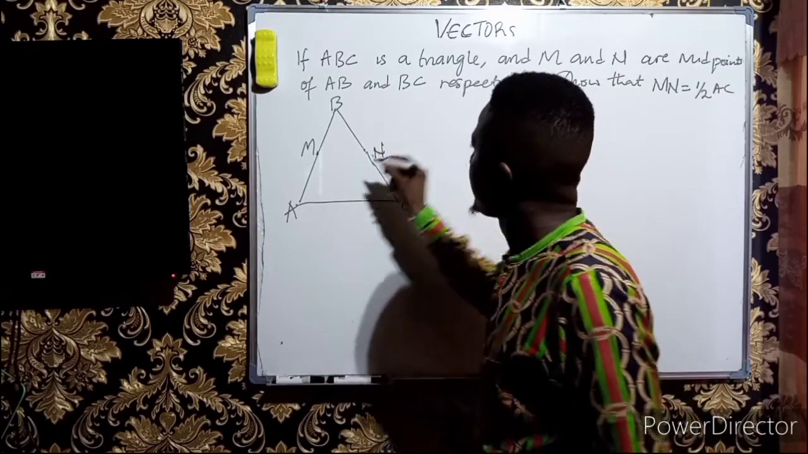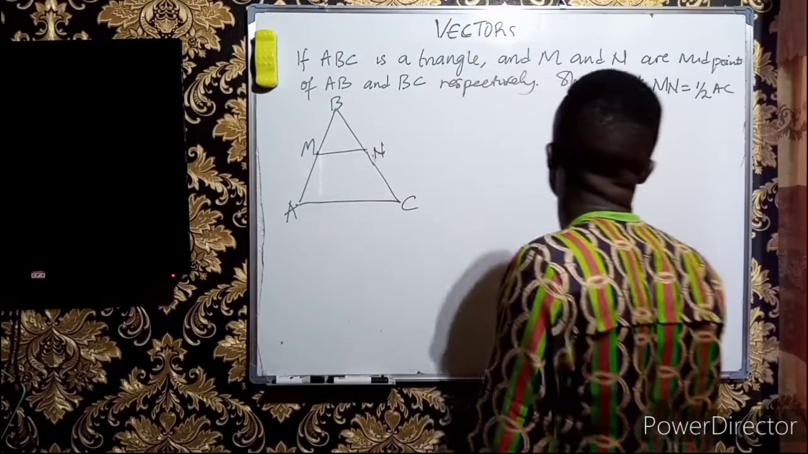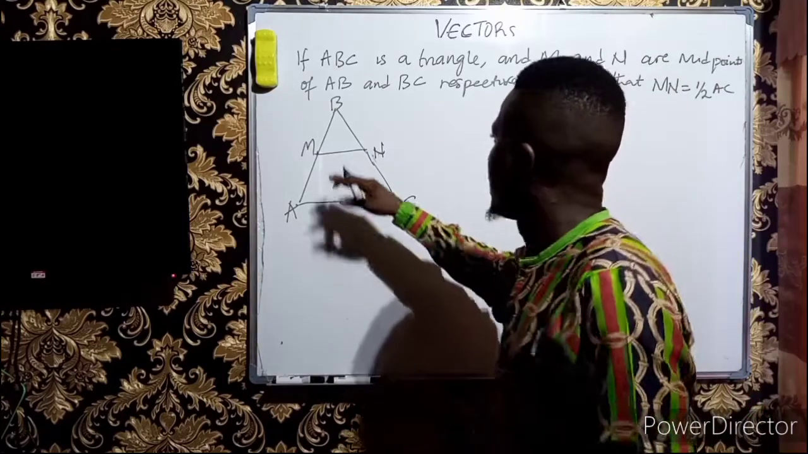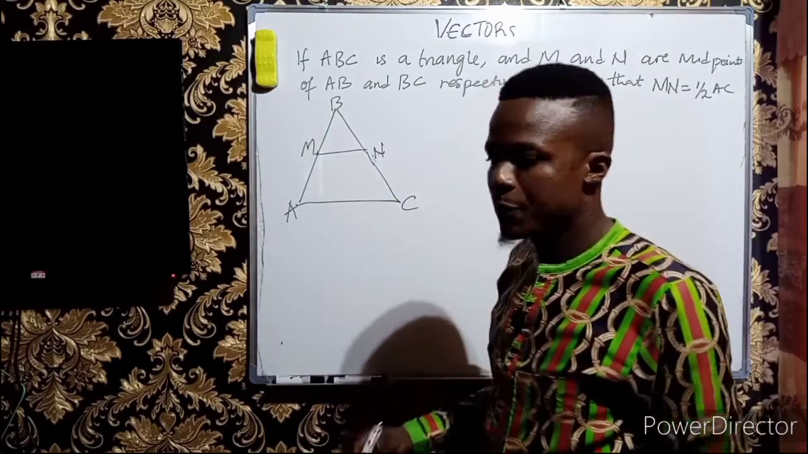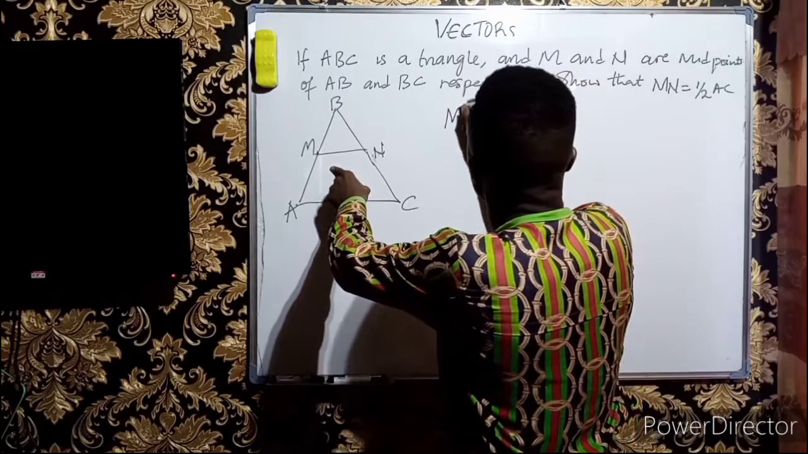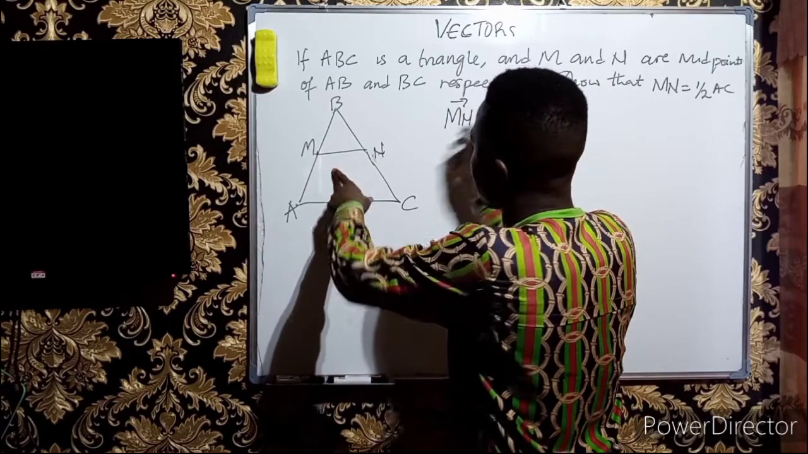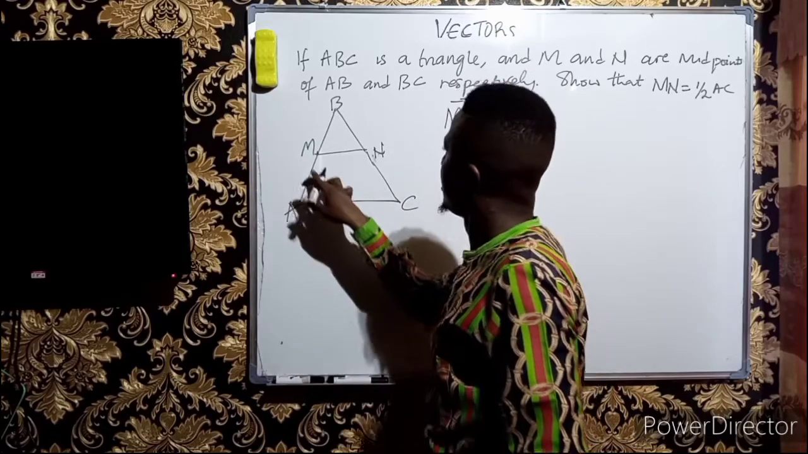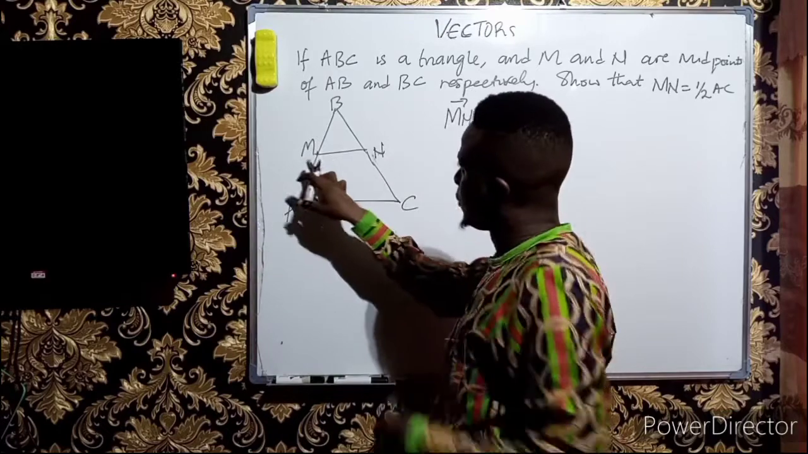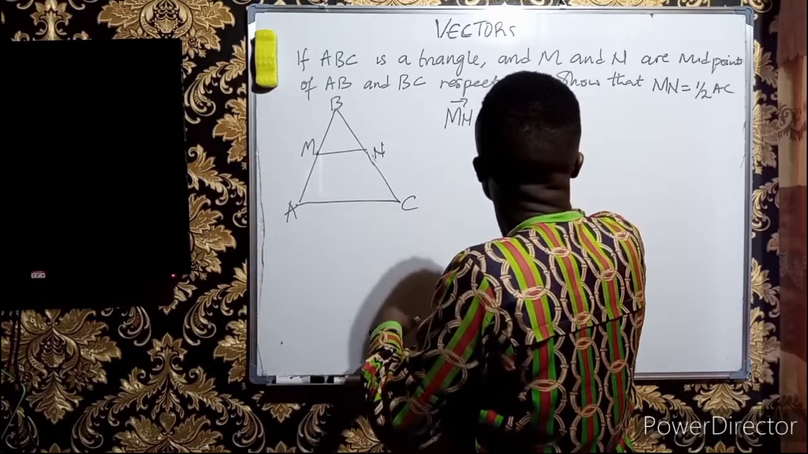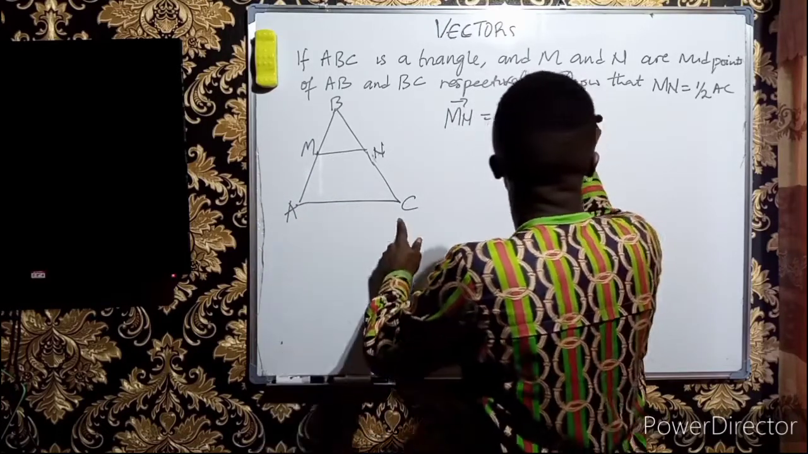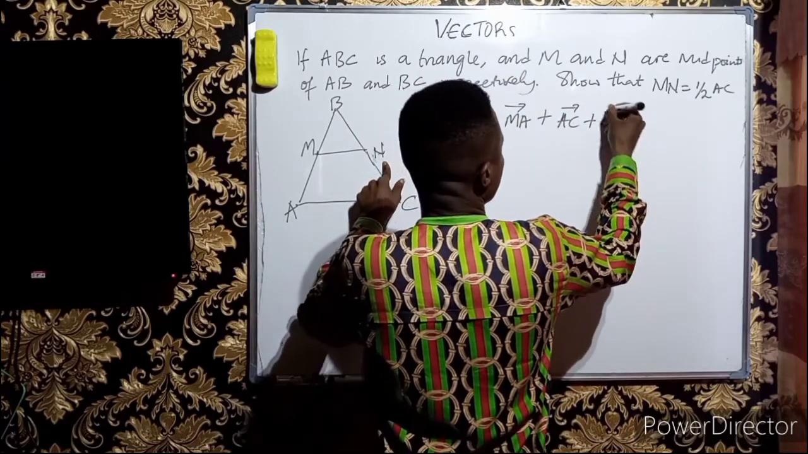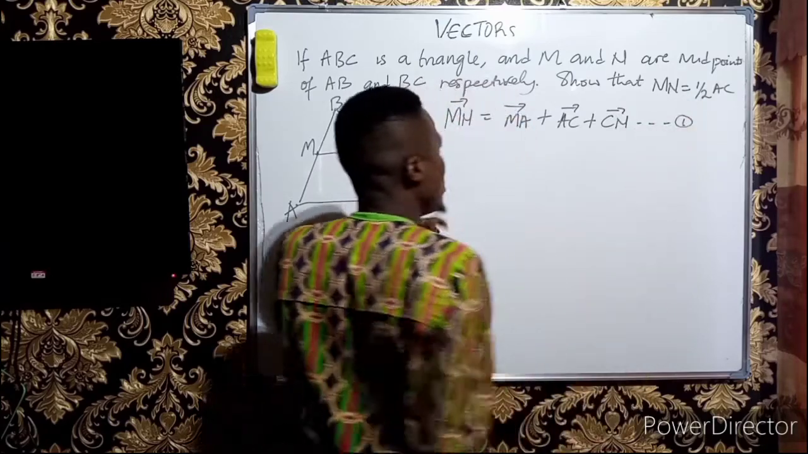If I like, I can join M and N together. We are asked to show that MN is half AC. And MN can be seen in two ways, just like we saw in the previous question. MN is not NC plus CA plus AM. Rather, MN, in the opposite direction, will be MA plus AC plus CN. There is nothing I can do to it. I call it equation 1.